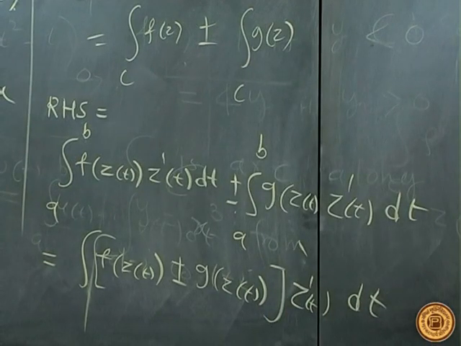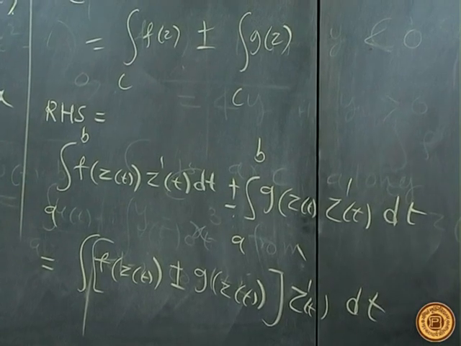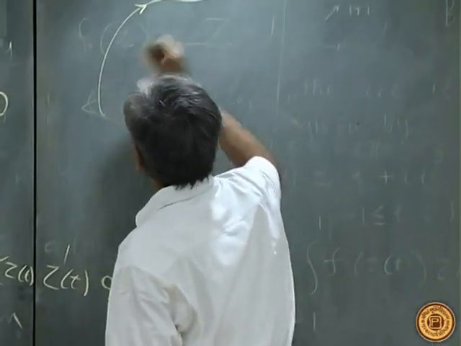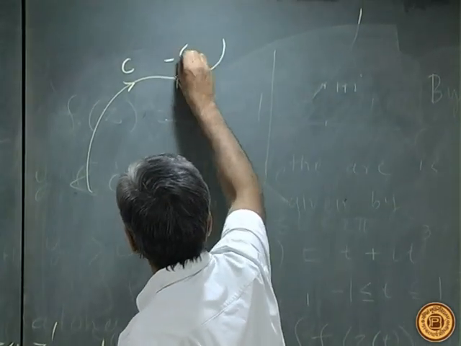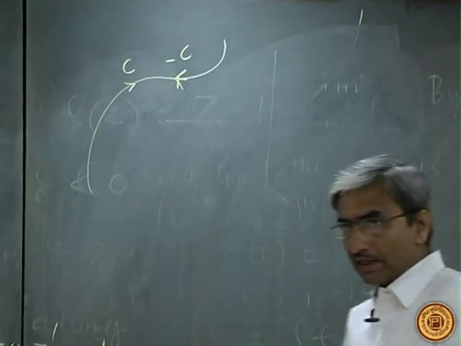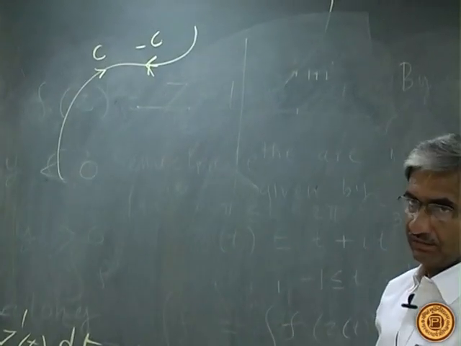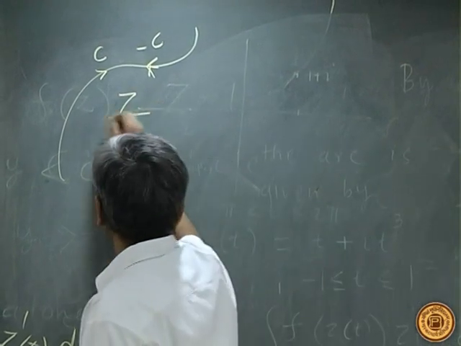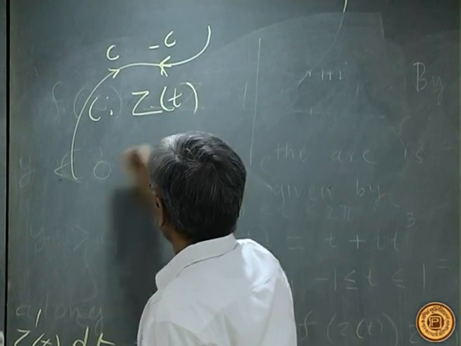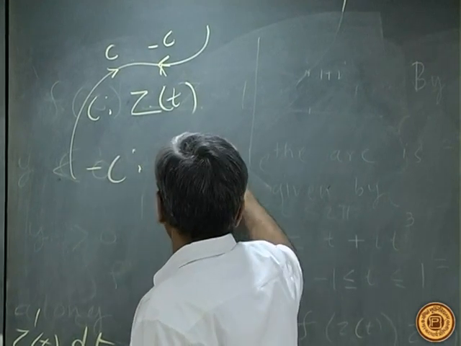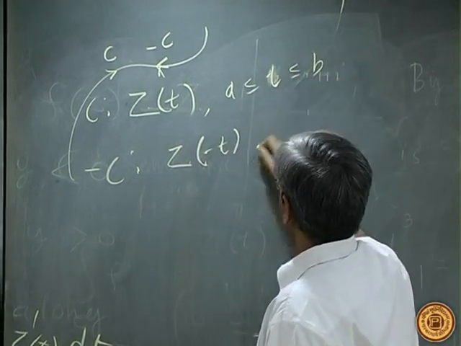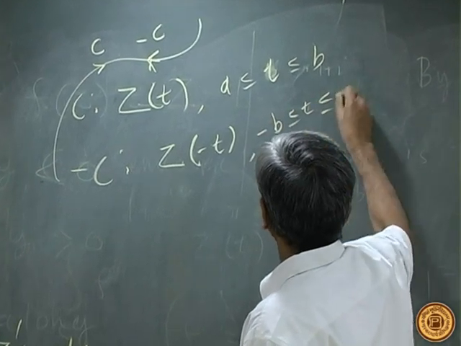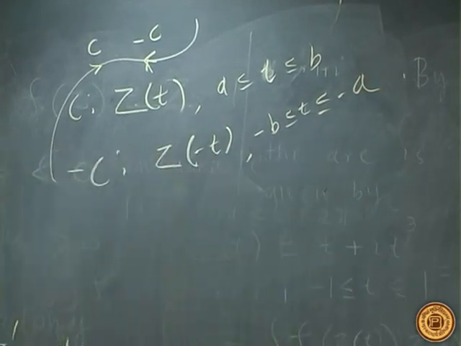If you remember, last time we defined the curve minus c. That is, if curve c is given like this, then if you give the exactly opposite orientation, it is minus c. In terms of the function z(t) which parameterizes the curve c, minus c is given by z(-t), and if the parameter interval is a to b, then -b ≤ t ≤ -a. That is how minus c was defined.